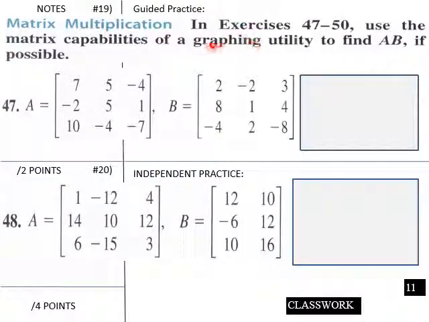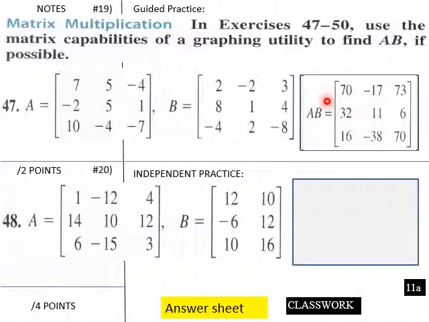So now moving on to our example here. Use the matrix capabilities of a graphing calculator to find AB in this situation. So if possible, we got a 3 by 3 times a 3 by 3, which we can definitely do. And when we multiply. Okay, our guided practice here. We're going to use a graphing utility to find AB if possible. So in your graphing calculator, put these in for your A and B, and once you do that, for this one you should get AB equals this here, row times column here.